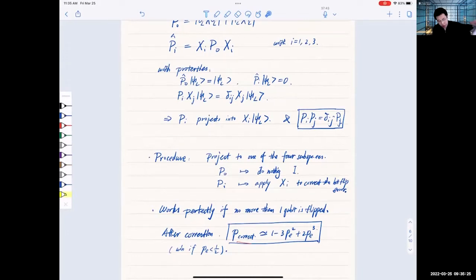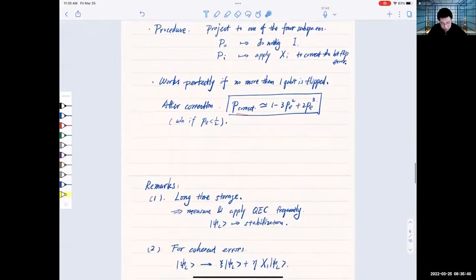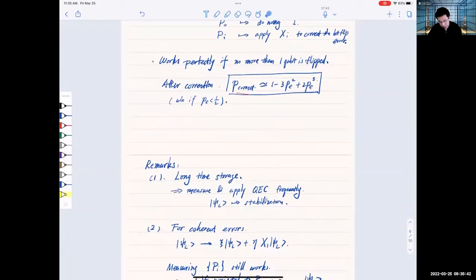Okay, so we can extend what we discussed for the single bit case. Since this suppresses the error to second order, we will naturally be able to have a long storage if we can repeat such quantum error correction frequently enough.